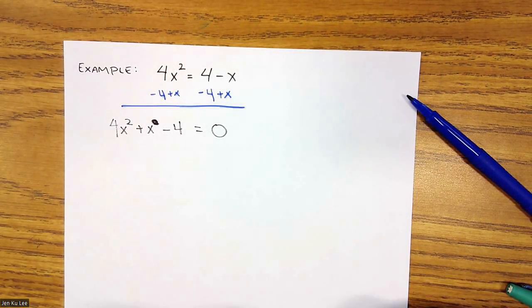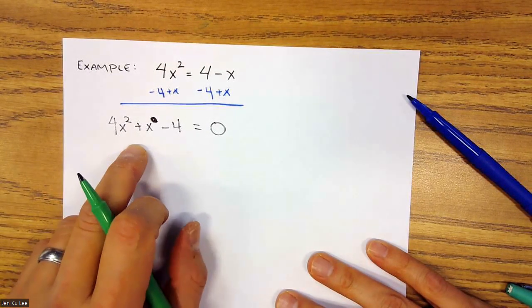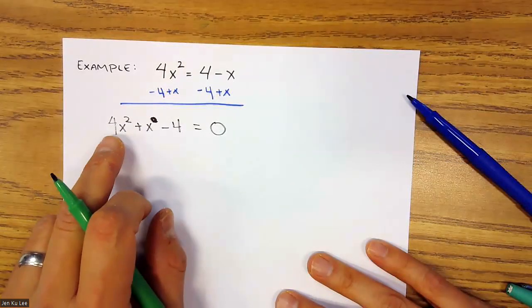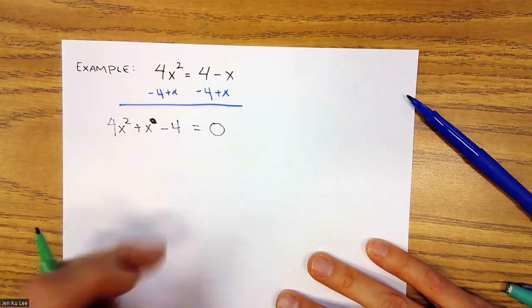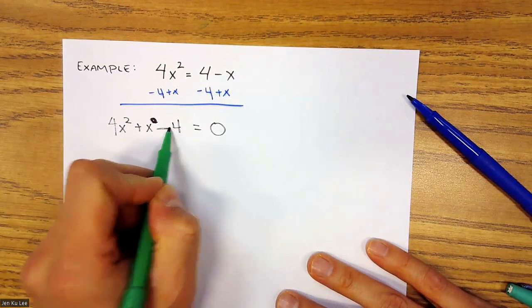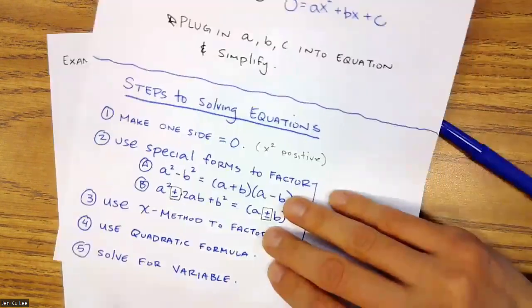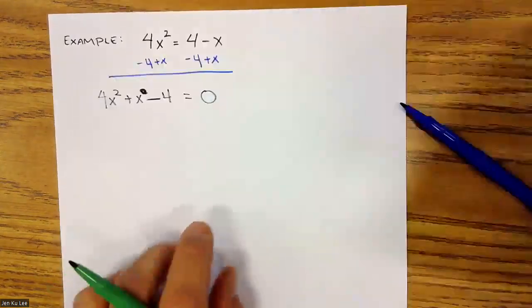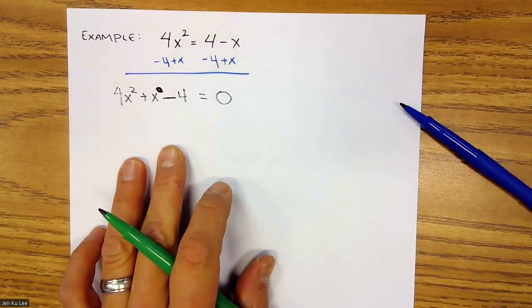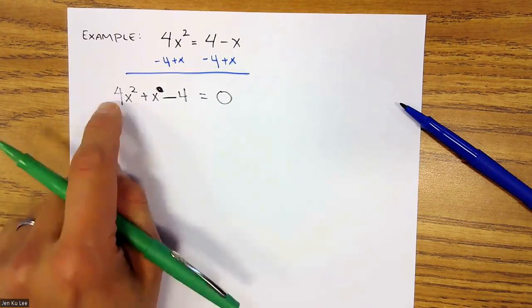And then my next step: is there any special form? 4x squared is a perfect square. 4 is a perfect square, but this is a minus, right? Notice that the special form has a plus b squared, so that's not going to work. So there's no special form. Let's try and use the x method.